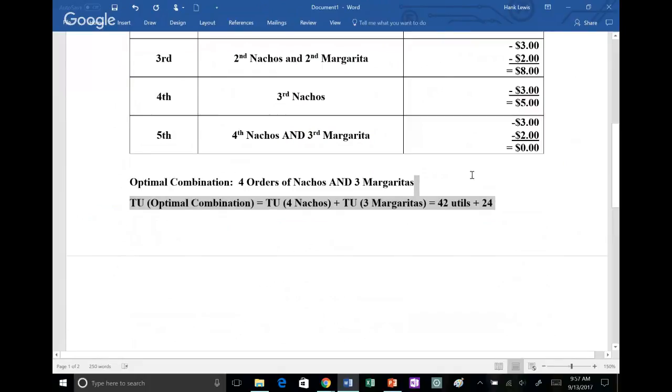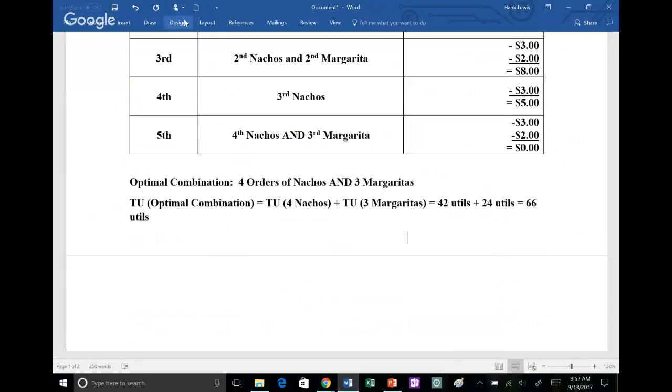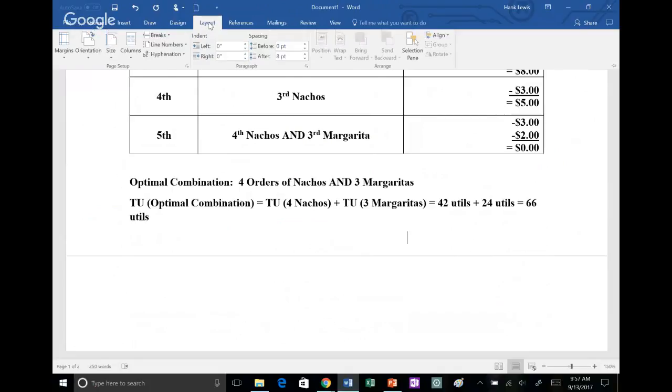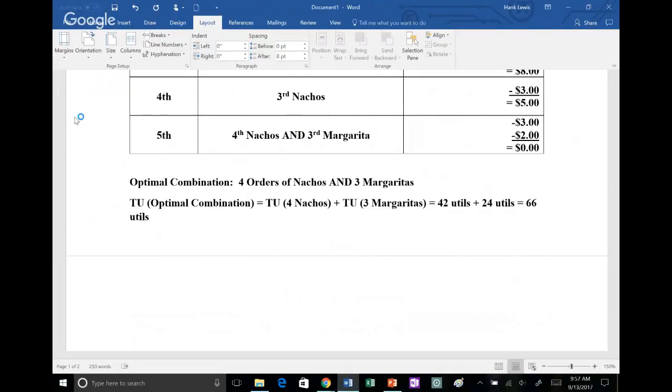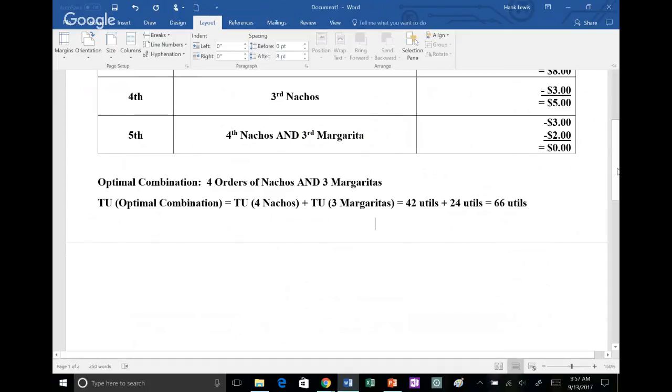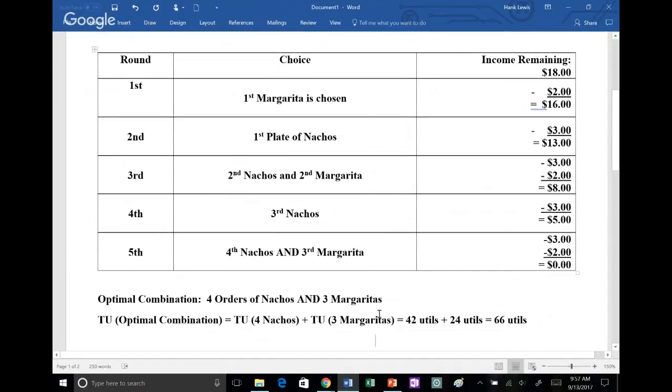To calculate the total utility, we just got to add those 2 numbers together, and that takes care of it. The total utility of the optimal combination, and yes, you got to share your work for this part, y'all, sorry, that's just the way it goes, is equal to 42 utils plus 24 utils, which equals a total of 66 utils. I'm going to adjust the margin so it's all on the same line here. Better.